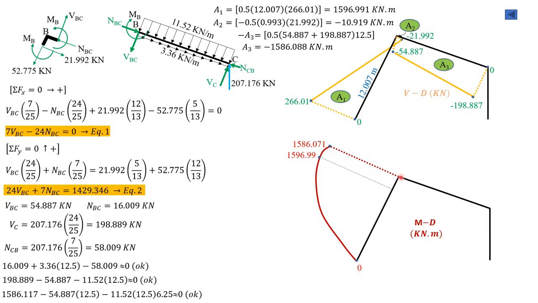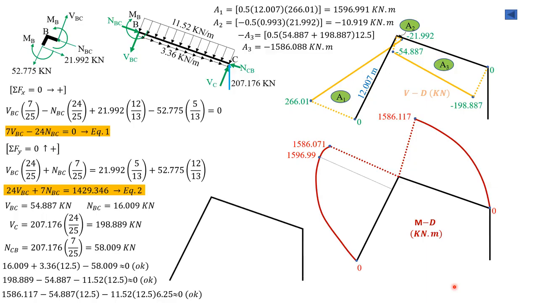That's the reason. So moment at B, we should begin at 1586.117, then plus area 3, which is negative 1586.08. So that makes it almost zero here. This is negative increasing, so it should look like that, a negative increasing curve. And that's almost zero there. Then the rest would be zero for CD because the moment in CD is zero everywhere.